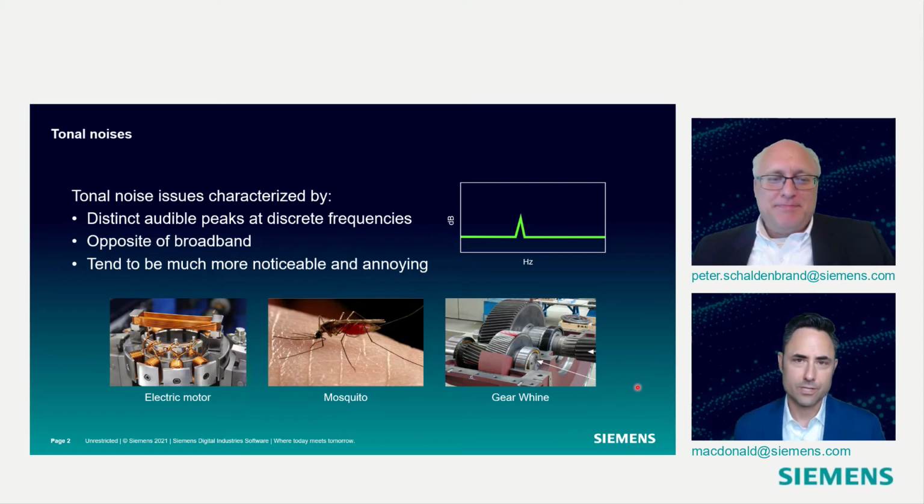Yeah, so tonal noises are characterized by distinct audible peaks at a limited frequency, usually one or some narrow band frequencies that stick up above the background. It's sort of the opposite of broadband noise, where we have equal loudness at all of our frequencies. This is all of our energy concentrated at a few frequencies, and these tend to be very noticeable and usually more annoying than broadband noise. So like our mosquito example, yeah.